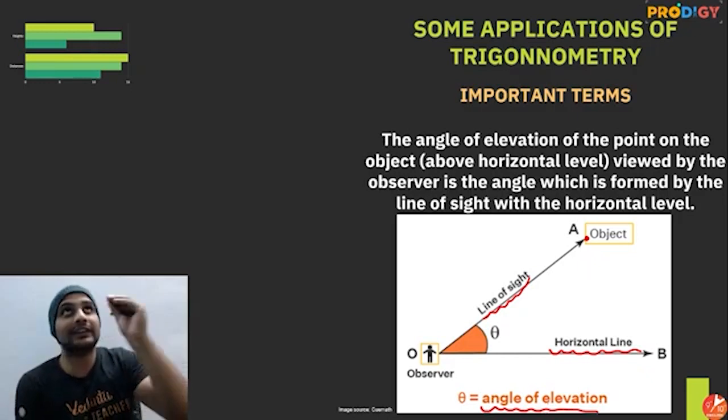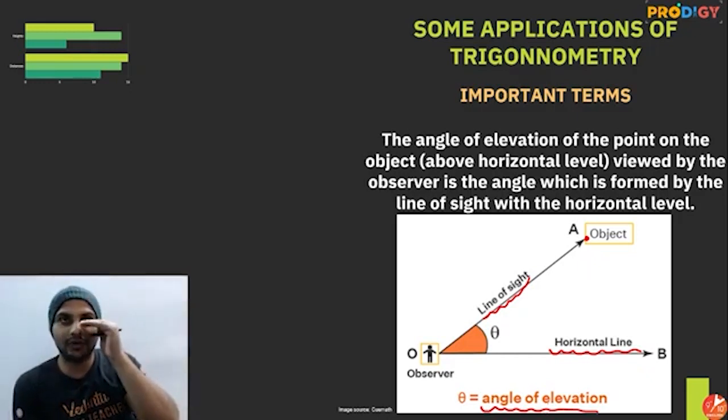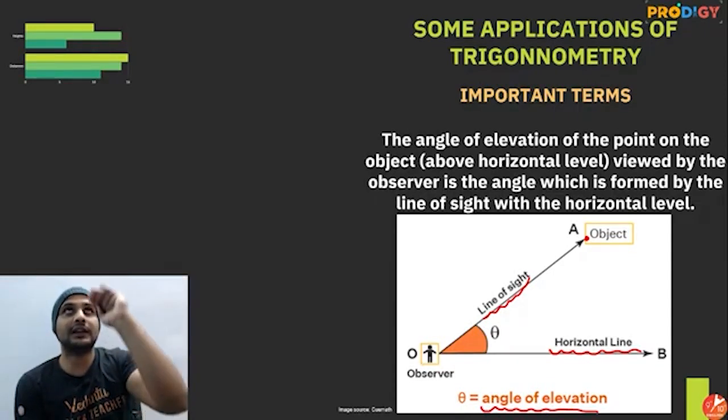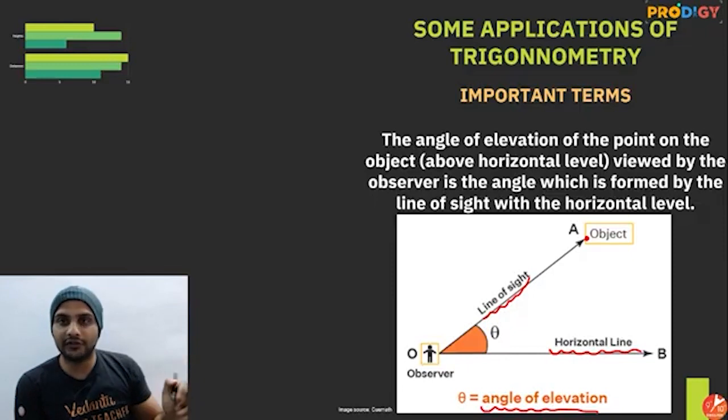Elevation, as the name suggests, something is up. So from the horizontal level, the object is up. So the angle between the horizontal line and the line of sight will be called angle of elevation.